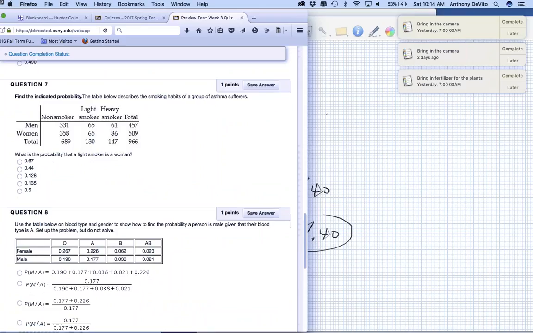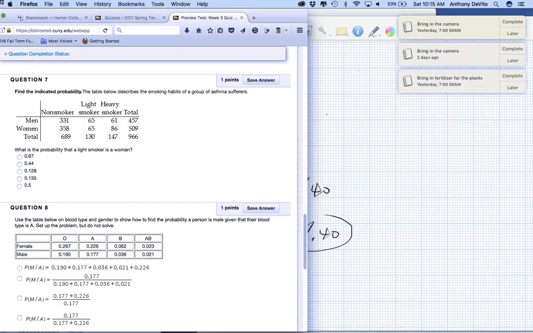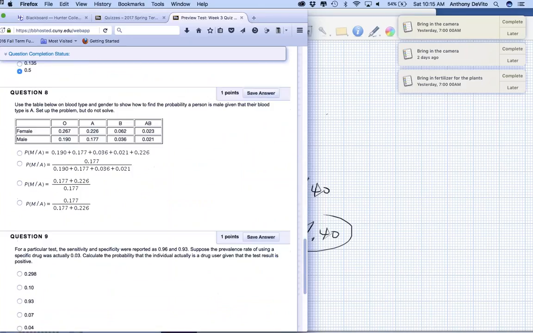Again, what's the probability that a light smoker is a woman? So we're only interested in the light smokers. And it looks like out of 130 light smokers, 65 are women. So it's a 50% chance. Excuse me, wait a second. What's the probability that a light smoker is a woman? So there's 130 light smokers, 65 of them are women, so it should be 50%. There we go. I didn't see it down there.